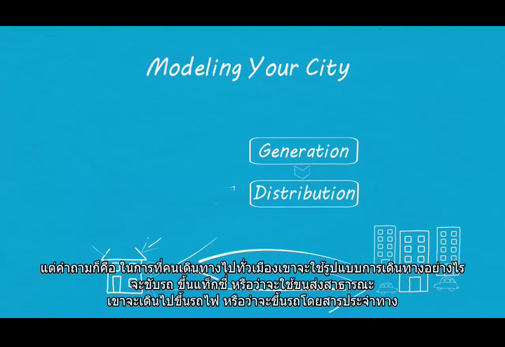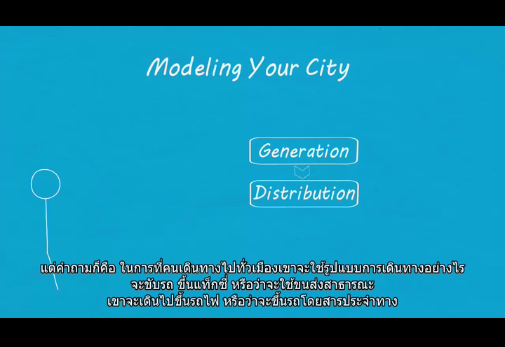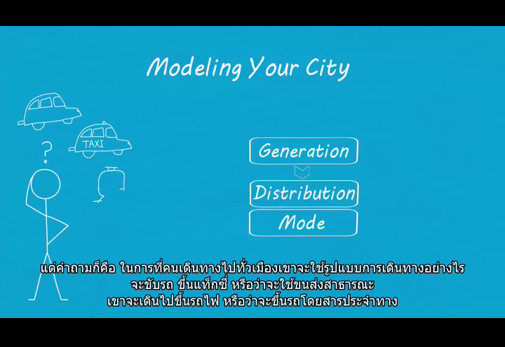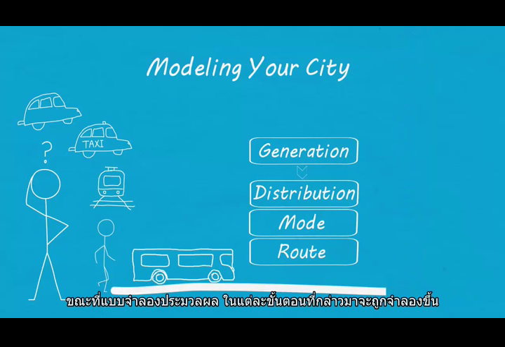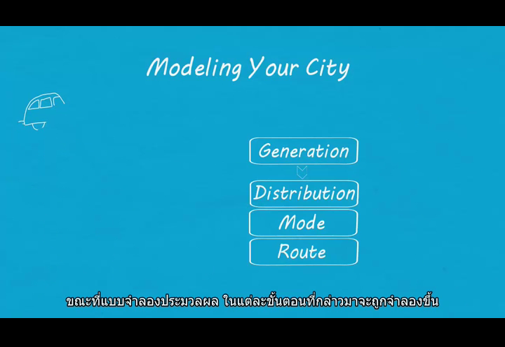Then, the question is, as people move around the city, what mode of travel will they choose? Will they drive, take a taxi, or go by public transport? If they choose public transport, are they going to walk to the train, or will they get on a bus? Once they select a mode of travel, the last question is, how will they choose their route? As the models run, these individual decisions are being simulated.